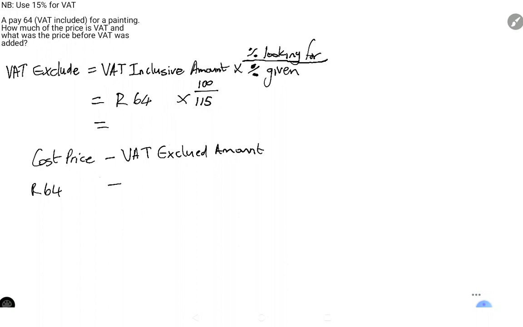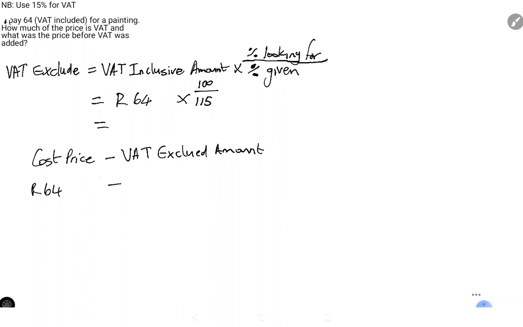I pay, it's supposed to be I. Let's just fix that quickly. Okay, take that as an I. Sorry about that. I pay 64 rands, VAT included, for a painting.